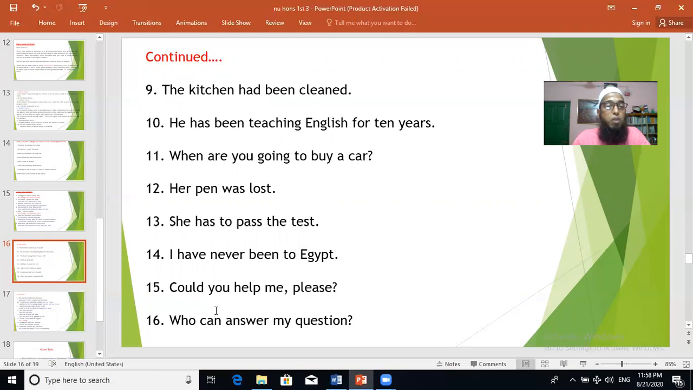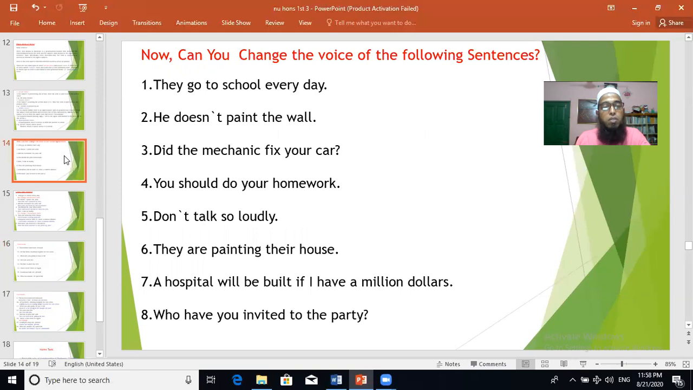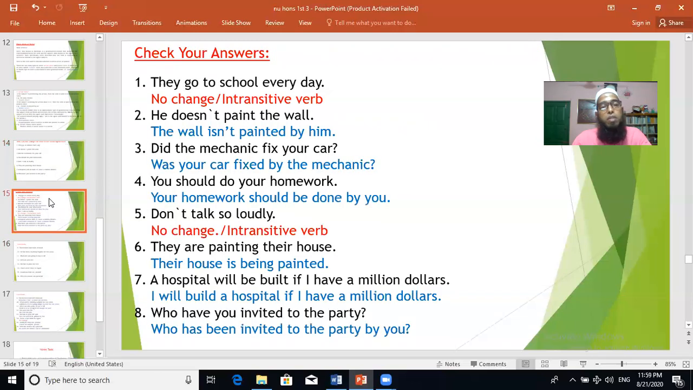So have you done? Very easy sentences. So look at the previous exercise questions. Now check your answers. The answers are given here, check.